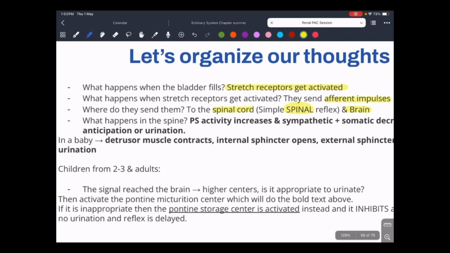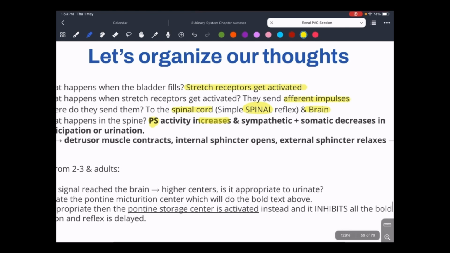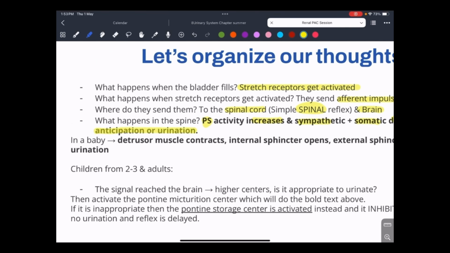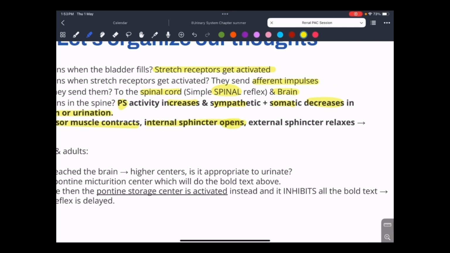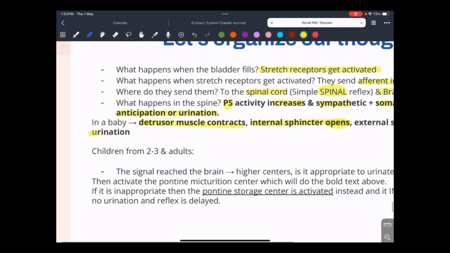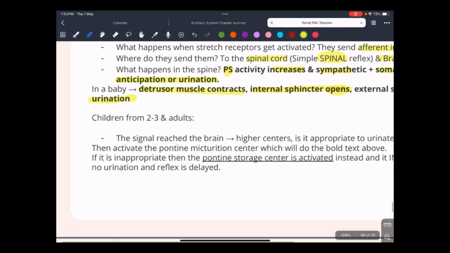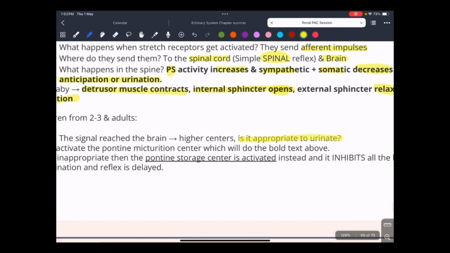What happens in the spine? Parasympathetic activity increases. Sympathetic and somatic decrease in anticipation of urination. In a baby, the muscle will contract and the sphincter will open. Both sphincters will open and relax. Thus, urination occurs. In children, the signal will reach the brain. Is it appropriate to urinate or not?